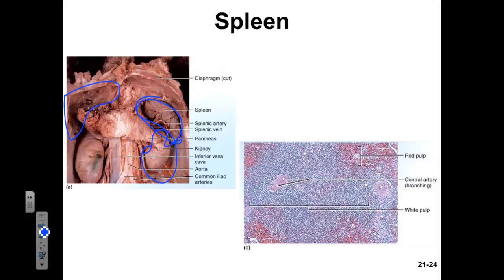And if we look at the histology or the tissues in the spleen, you can see that there's some whitish tissue and some reddish tissue, the white pulp and the red pulp.